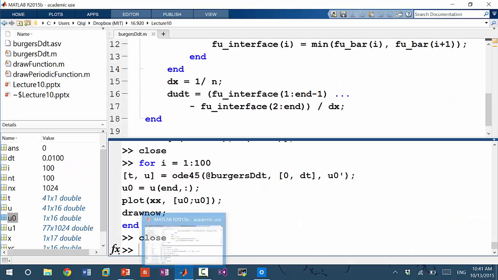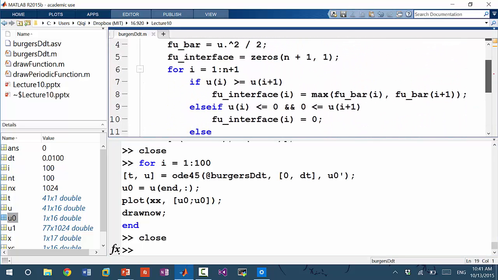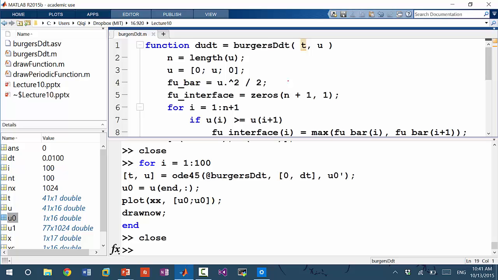Okay, let's do that. Again, we have this here. We have a U here. We have an interface here.